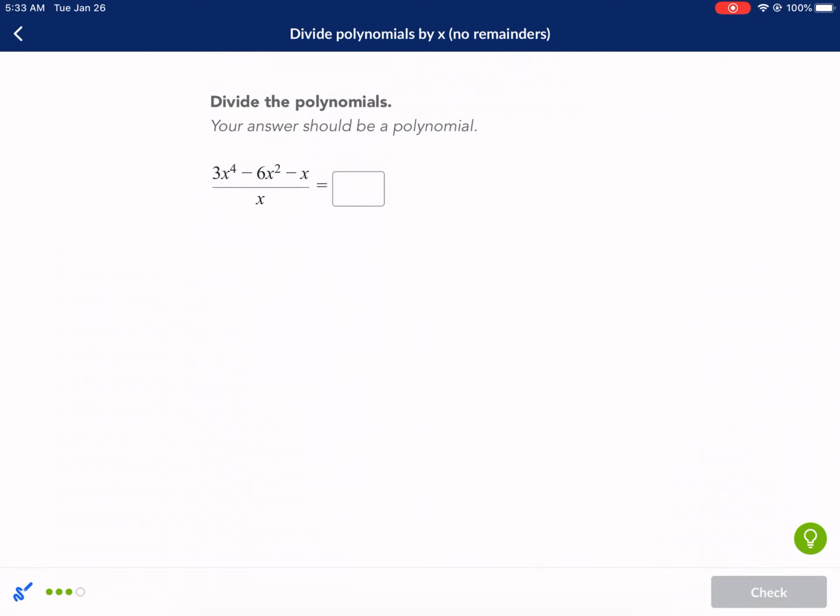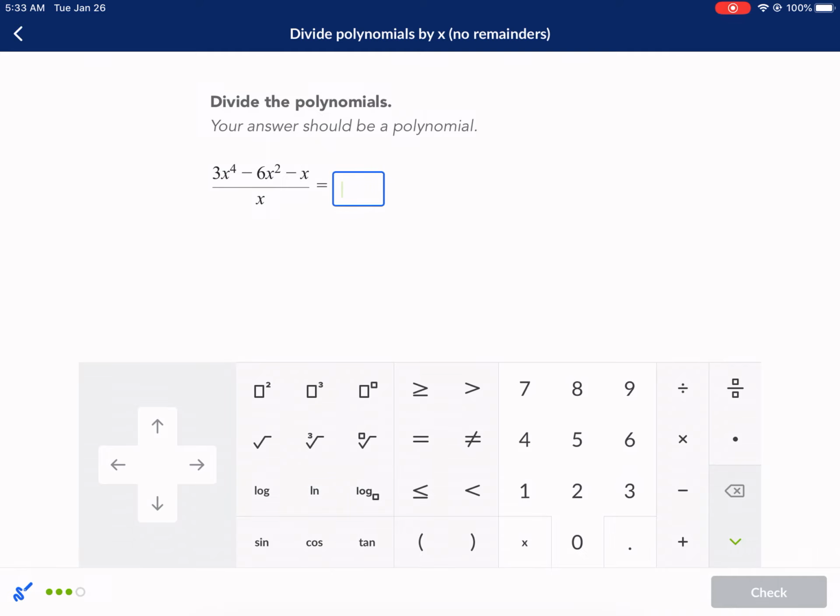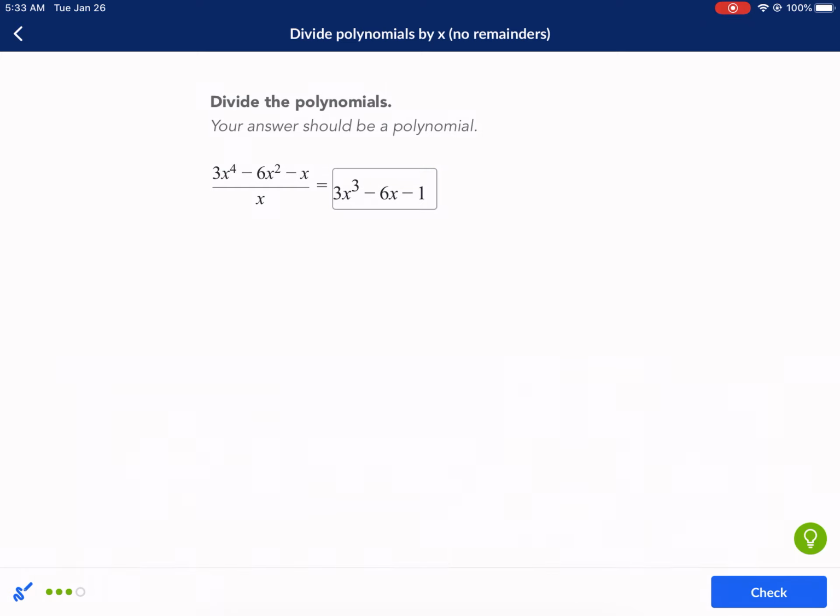All right, next question, last one. Okay, and I'm going to just do it right from here. So we know we're going to be canceling 1x in each one of these terms in the top. So it's going to be 3x to the third because it gets reduced by 1, minus 6x because it goes from x squared, divide 1x, it cancels 1, x to the first, and then minus 1. X divided by x is just 1, so that becomes that.